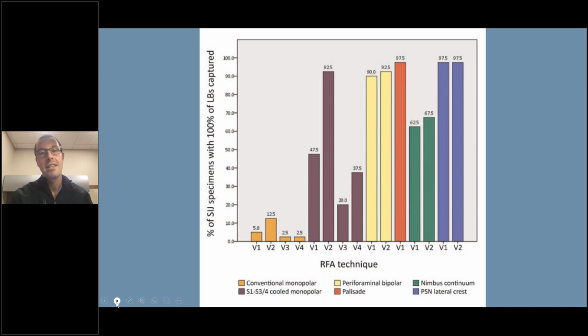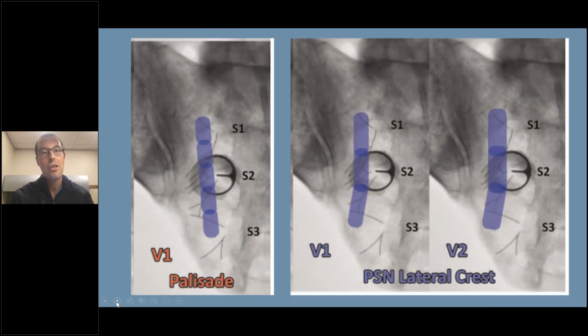If we go to the next slide, I just highlighted those three techniques. These are the three that performed best. So nearly 98% rate of 100% branch block capture.